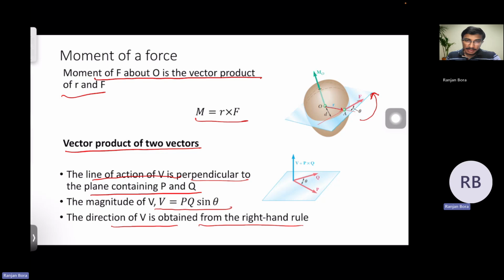So you can see, if we place our fingers along the P axis, and if we curl our fingers towards the vector Q, then the direction of the thumb will give the direction of the cross product between these two vectors. So in this figure, you can see the direction of the thumb is pointing upwards. That's why the direction of V is also pointing upwards.